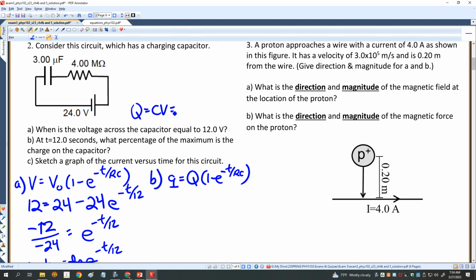Actually, no, I don't need to do that because I just want to know what is the percentage of the maximum. So I'm just looking for what is Q divided by Q max, which is going to be 1 minus e to the minus t over RC. And then that'll give me what percentage of the total charge is on the capacitor. So that's going to be 1 minus e to the minus 12 over 12. So I'm at one time constant.